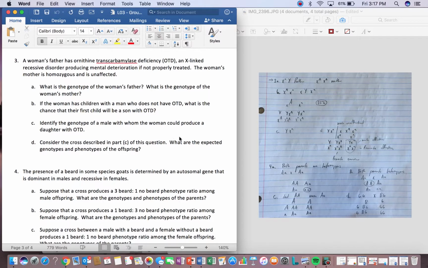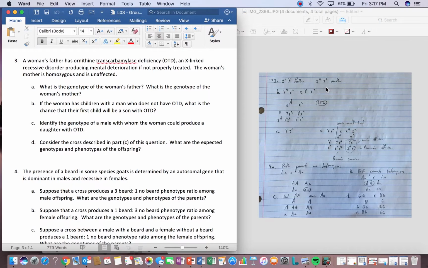The woman's mother is homozygous and is unaffected, so that would mean that she's homozygous dominant because it's an X-linked recessive disorder. Okay, so that would mean that the father's genotype, as you can see here in the notes, is going to be a Y with an X and a recessive linked X, while the mother's, like we just said, is homozygous dominant. So that's what we got for letter A.